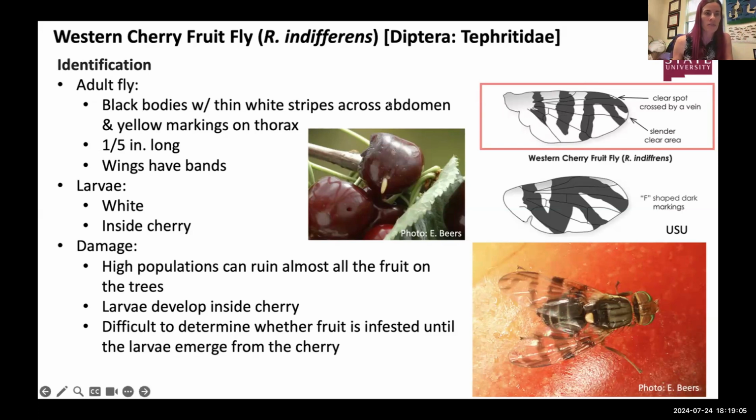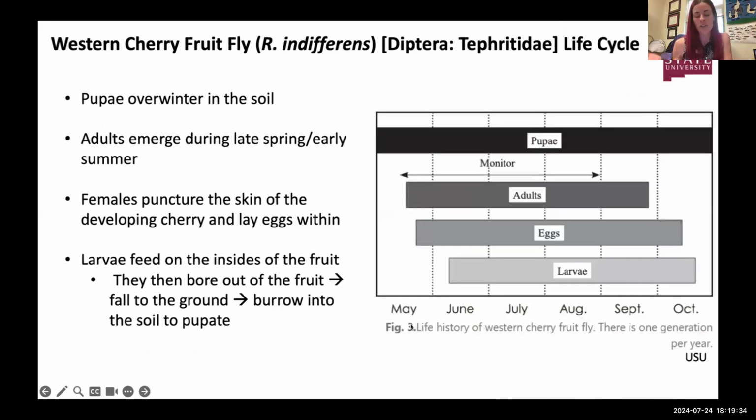The damage: high populations can ruin almost all the fruit on a tree, which is problematic. Like the other fly species that is a pest of apples, the apple maggot. These flies that are pests of cherries, it is difficult to determine when the fruit is infested until the larvae emerge from the cherry. So it can be a little bit frustrating, and monitoring will be important. As far as their life cycle, these Western cherry fruit flies pupate over winter in the soil. The adults emerge during late spring or early summer.